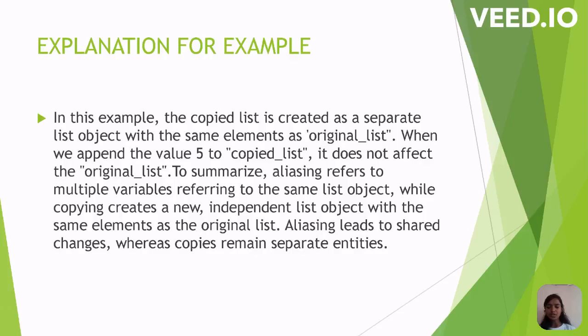Aliases point to the same location in memory, so they edit the same list. But copies point to different locations in memory, so the lists are not the same. Not all data types are mutable. The opposite of mutable is immutable.